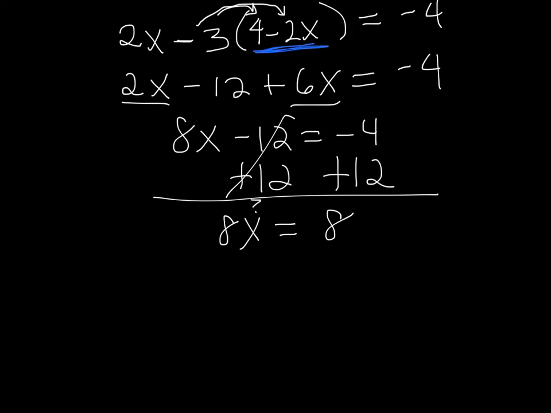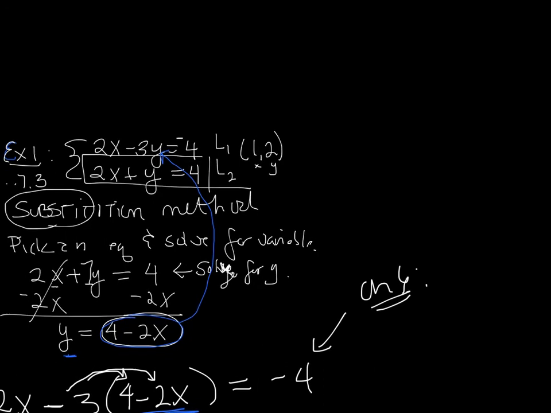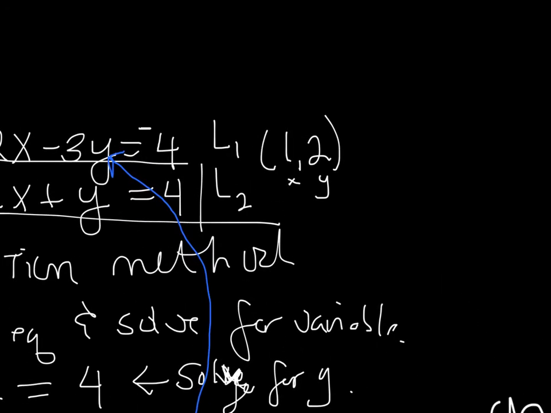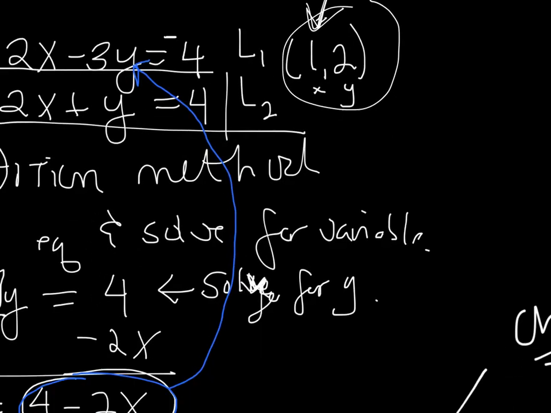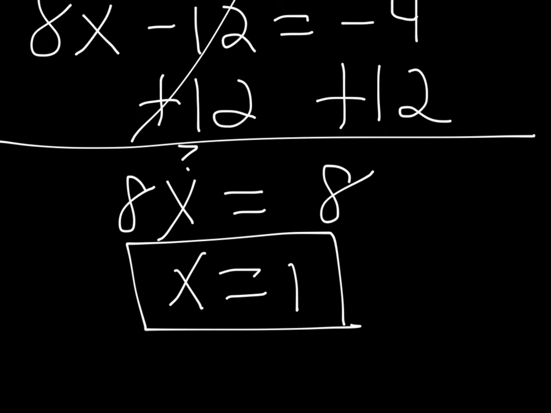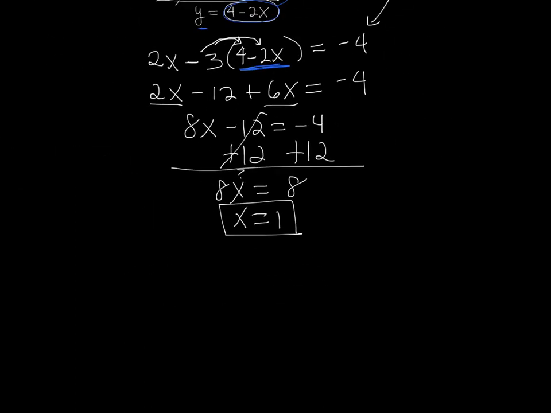So 8 times what is 8? Well, it's got to be 1. So x is 1, which makes sense, right? Because our solution from graphing, it was 1 comma 2, right? And notice x is 1. So we know what y is going to be, but I mean, assuming we don't, because you don't have to graph it all the time. So let's go back down and do the last step.